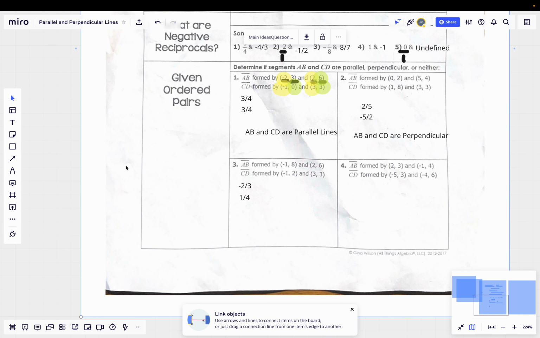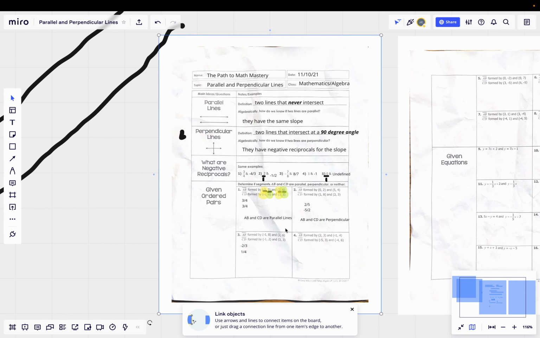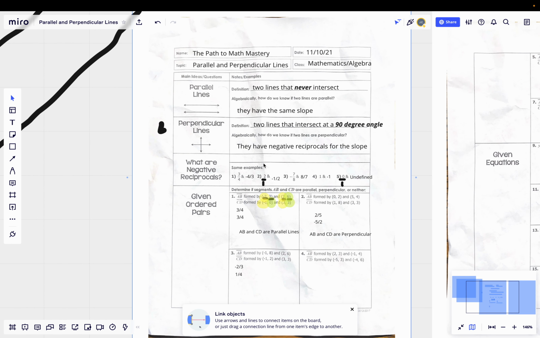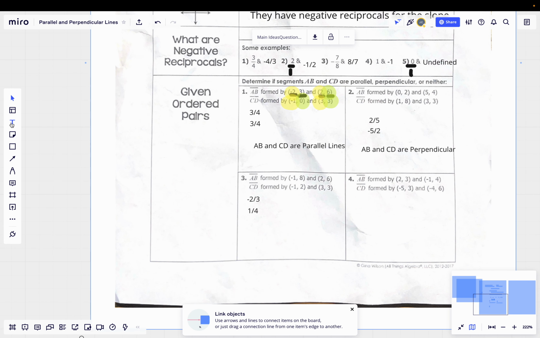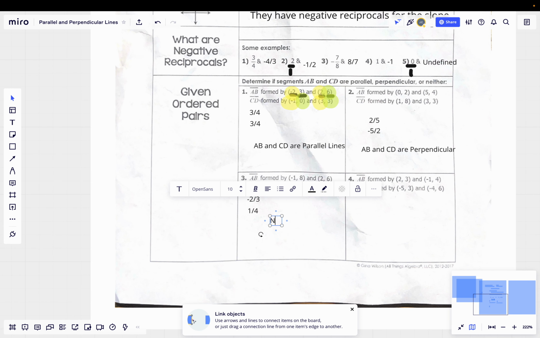As we can see, we have different slopes. Well, they can't be parallel, they're different. What about perpendicular? We don't have the same two numbers flipped. So we have to put neither.